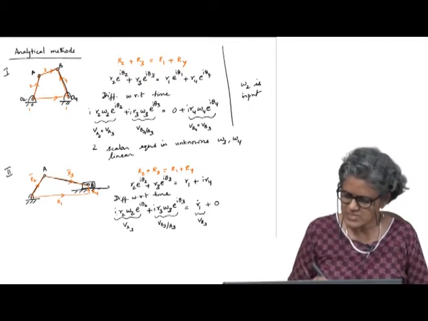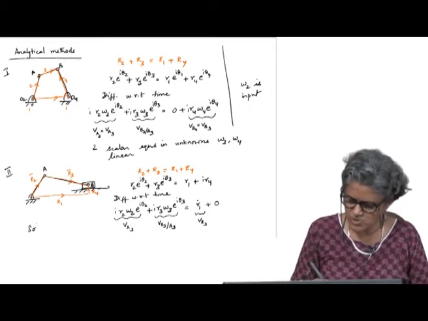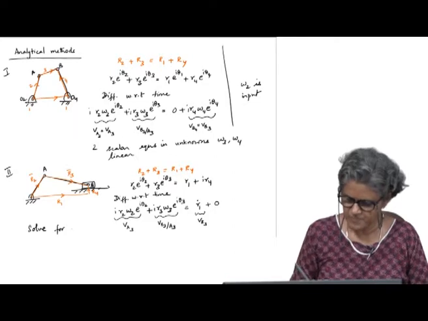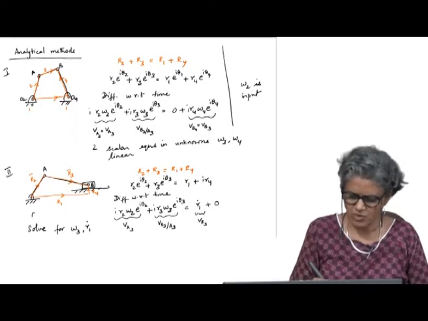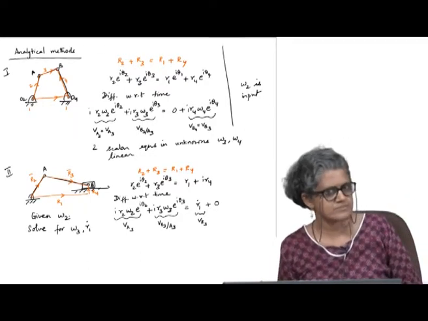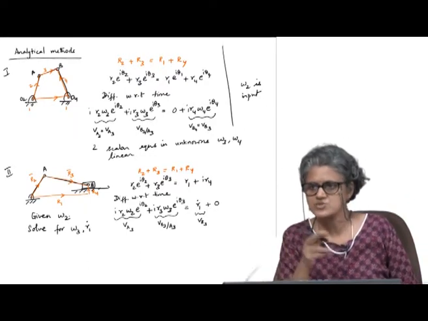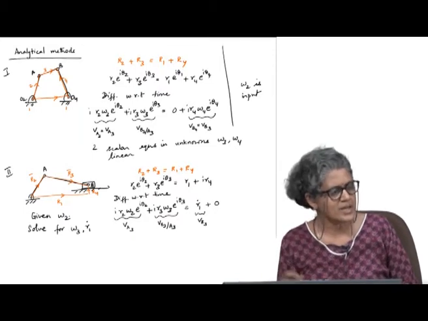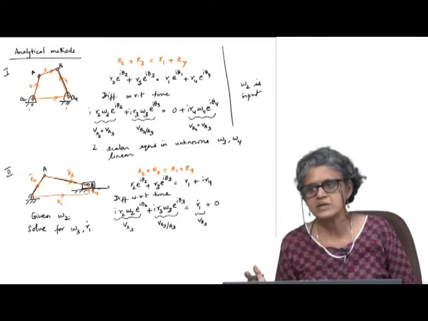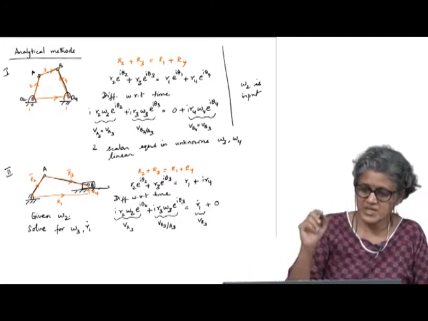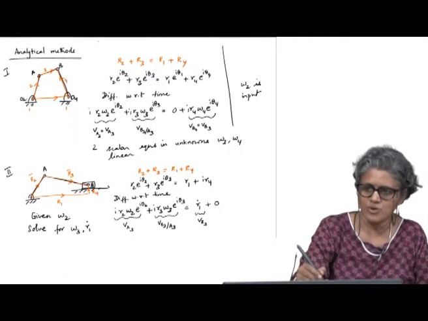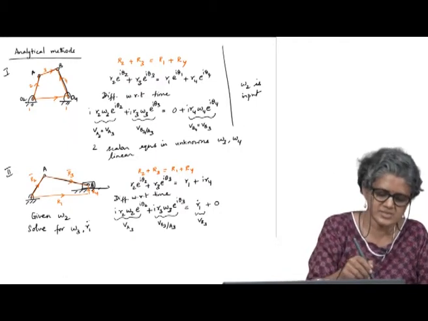Again you can separate into real and imaginary parts and solve for your unknowns here, omega 3 and R1 dot, given omega 2. Could be R1 dot is your input, that is also possible, in which case you solve for omega 2 and omega 3. Either way, it is a set of linear equations. Because position analysis has to be completed before you do the velocity analysis.